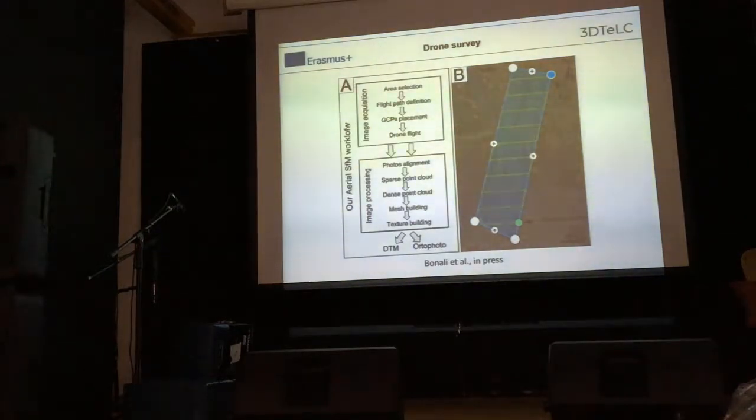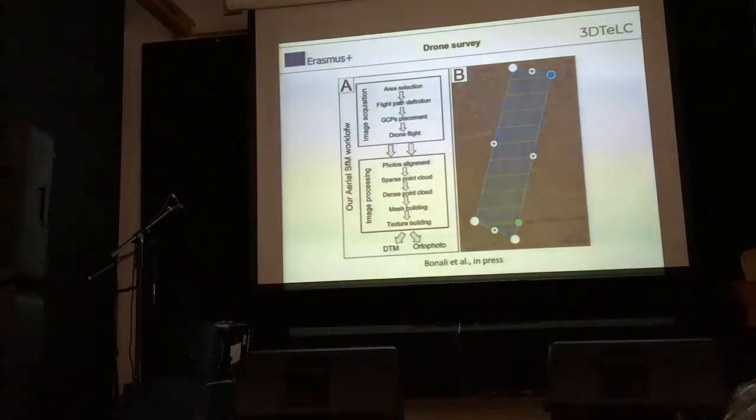So look on the right. The green line is the path that the drone follows when surveying the famous gravity. The path was designed by the software. Now we're going to see the software.